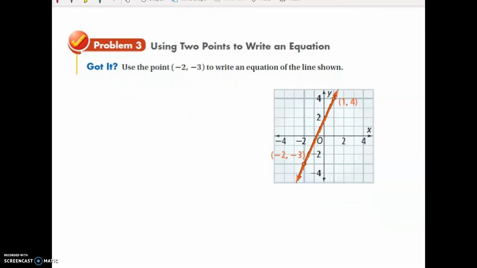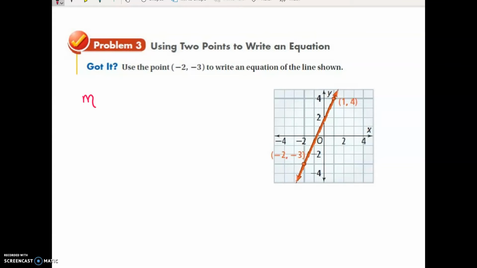So here we want to write an equation from 2 points. In this case, they actually give us the graph, which is nice. So they want us to use the point -2, -3 to write an equation for the line shown. So we're going to just follow those steps from the previous example.